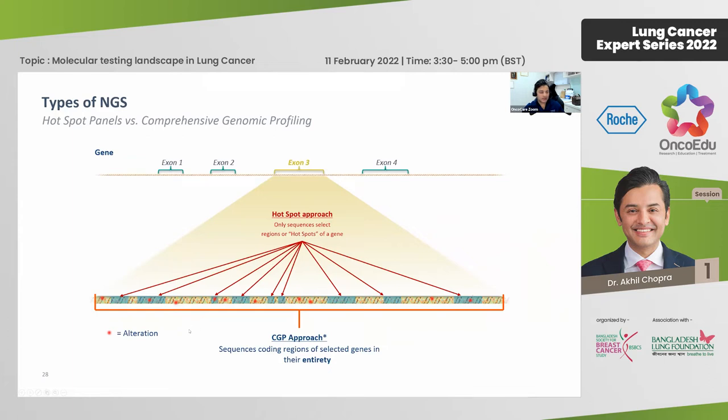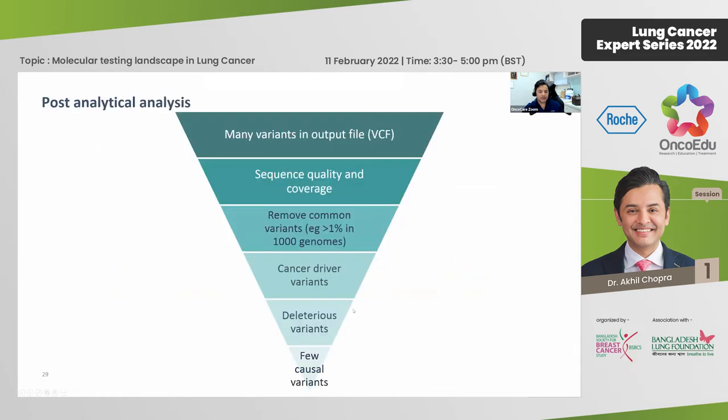of a gene, the blue color areas are the hotspots. So hotspot panels are designed just to pick up mutations or alterations in these blue-colored genes or gene segments, whereas comprehensive genomic profiling will look at all coding regions of selected genes in its entirety. So you don't end up missing genes which may be altered and missed by a hotspot panel because it only looks at certain areas of interest.